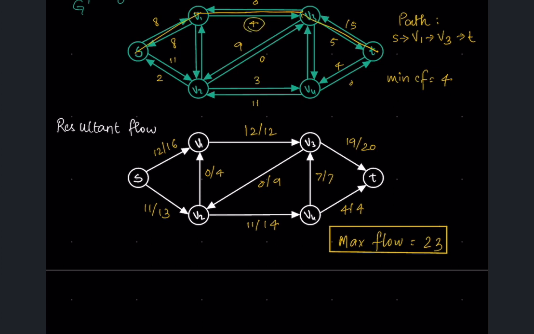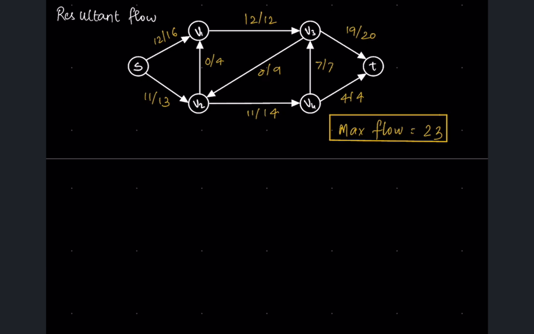So after filling out the flow for the augmented graph, we get the resultant graph to be of this value. Now over here we can make out that there is no more scope for filling out the augmentation of paths, because let's say if we consider the edges from V1 to V3, it's blocked. From V4 to V3, it's again blocked.